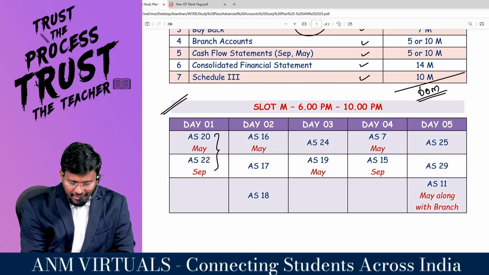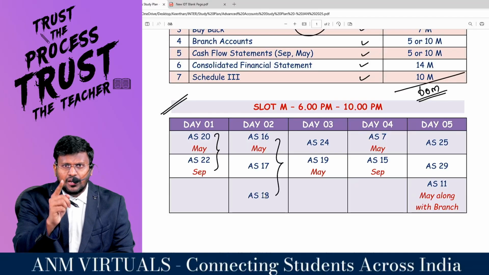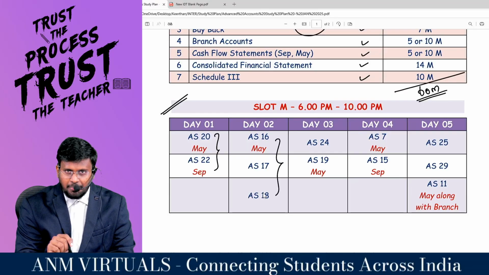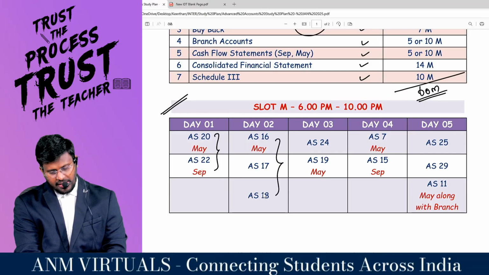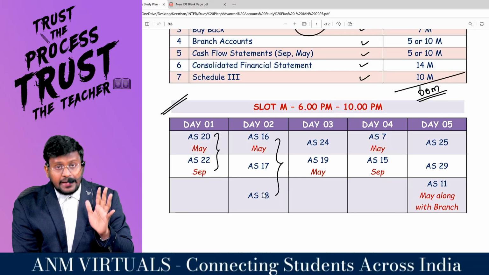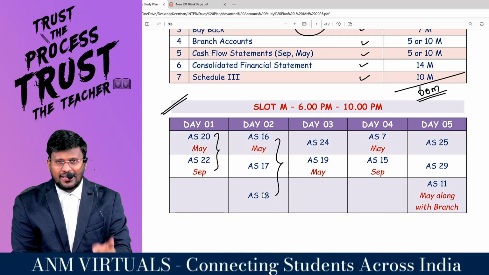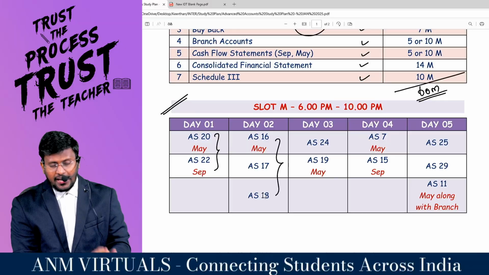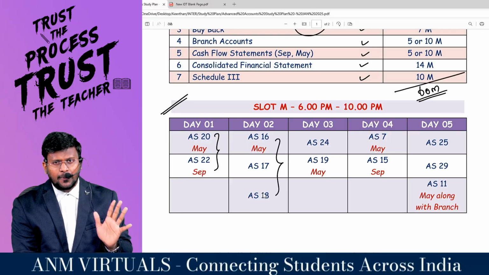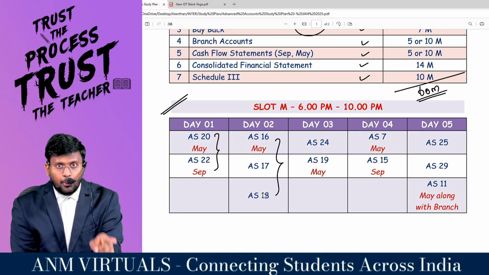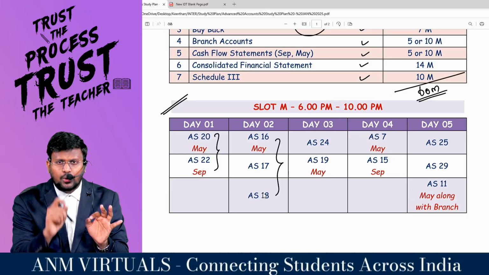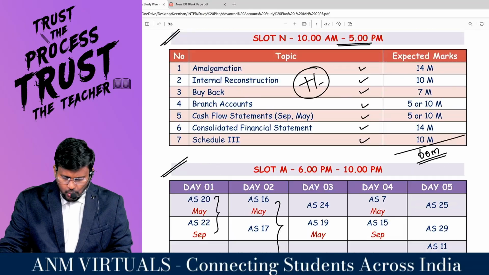On day number 2 night, evening, AS 16 tested in May, not in September, will be repeated in our exam. AS 17 and 18, not tested in both the exams. High chance that for AS 17 segment reporting, they will be asking you whether this is the reportable segment or not. Go through all that rules very well. Fantastic to the course, sir.